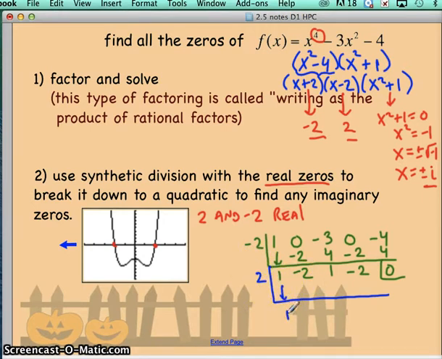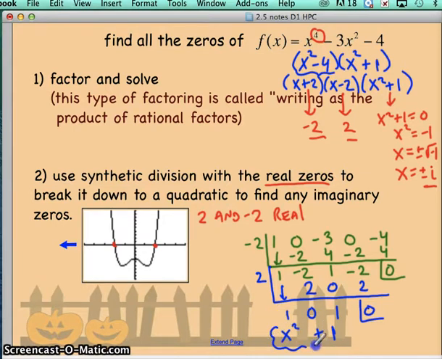Bring down the 1, multiply, add, multiply, add, multiply, add. Okay, so now every time you do synthetic division, the degree drops down 1. It started off as an x to the fourth. The green stuff brought it down to an x cubed. The blue stuff brings it down to an x squared. So that's 1x squared, no x's, and a +1.